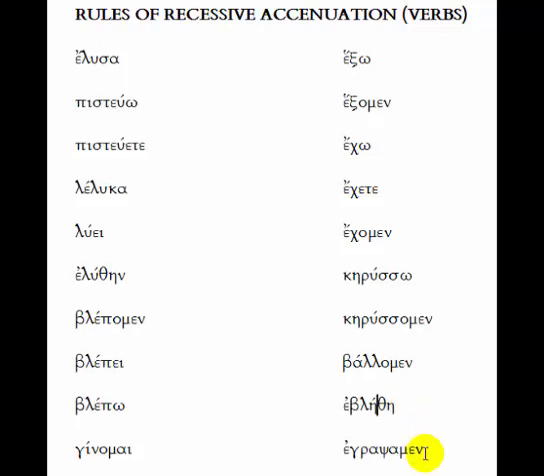All right. A grapsamen. A grapsamen. Okay, so this happens to end in 2 short vowels. Short. And this alpha is short also, so we can go all the way back to the antepenult there. Okay.